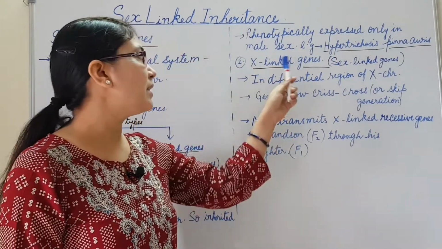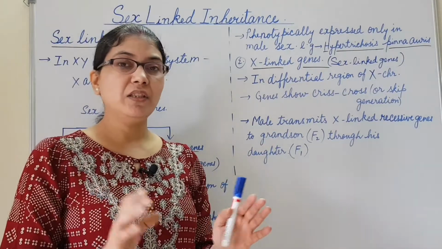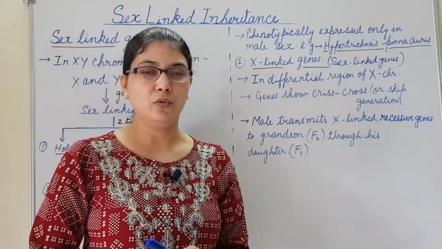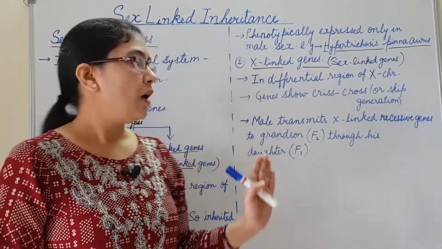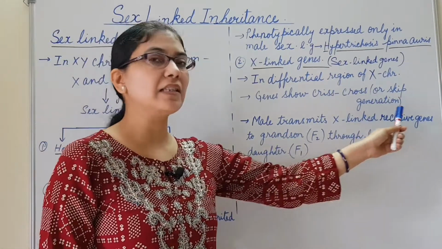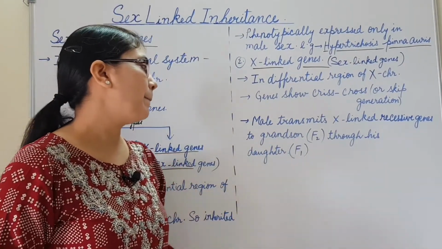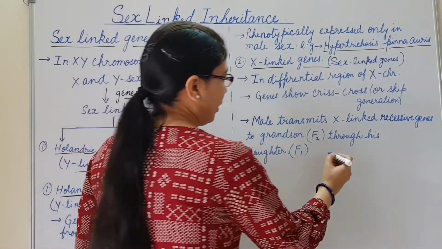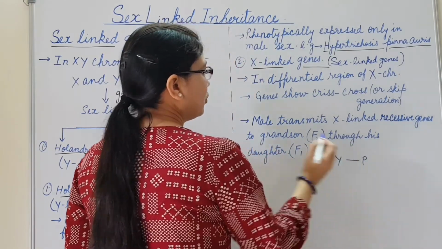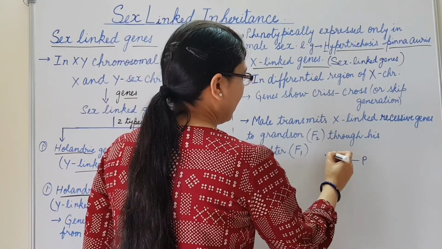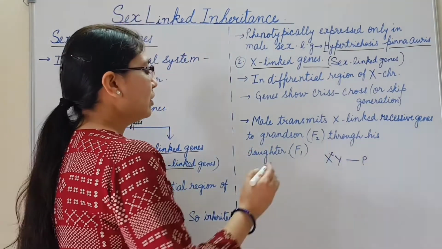Now the second is the X-linked gene, which is basically considered the sex-linked gene. These genes are present in the differential region of the X chromosome, and they show the crisscross pattern of inheritance. It means the male transmits this X-linked recessive gene to his grandson, the F2 generation, through his daughter, the F1. What does this mean? Suppose the parental generation male has one X chromosome and one Y chromosome, and some recessive gene is present. Suppose it is the gene for color blindness.